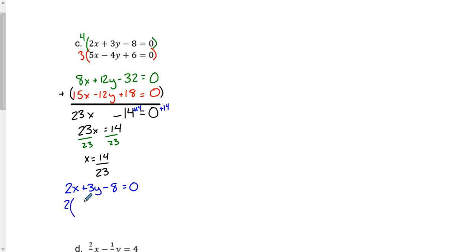So I can take 2, plug my 14/23 in. And continue on. Let's see, sorry, I'm sticking with blue. So that's 28/23. Sorry, it should just make sure you remember the skills. 2 is the same as 2 over 1, multiplying fractions. 2 by 14 is 28, 1 by 23 is 23.